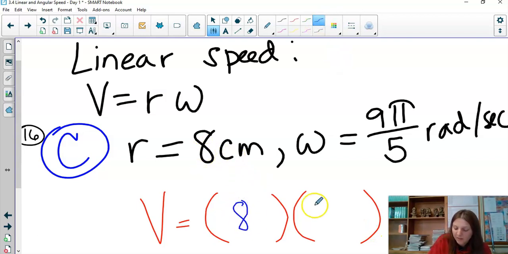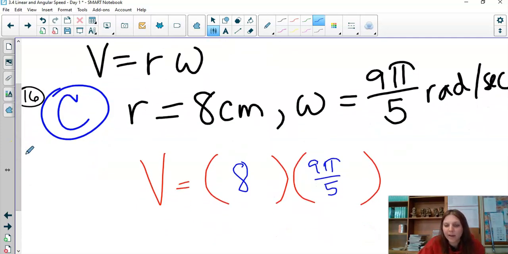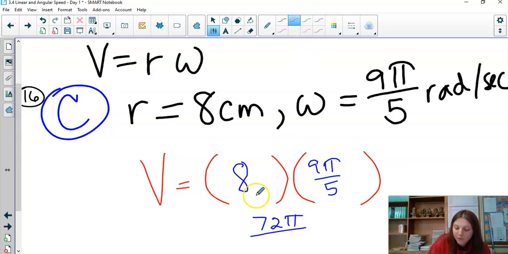So I'm multiplying the 8 times the 9 pi over 5. When I looked at the answers in the book, all of these questions are left in terms of pi and also as fractions in lowest form. So if you multiply these together, it's just 8 times 9, which is 72. And then you've got the 8. This would technically be 8 over 1 if you need to look at it that way. So 1 times 5 is 5.